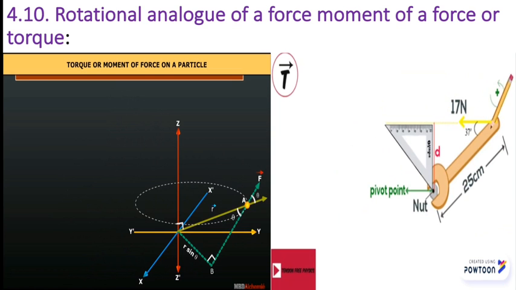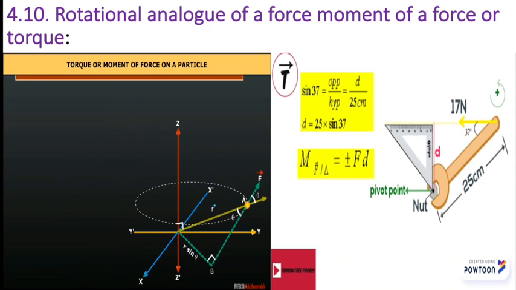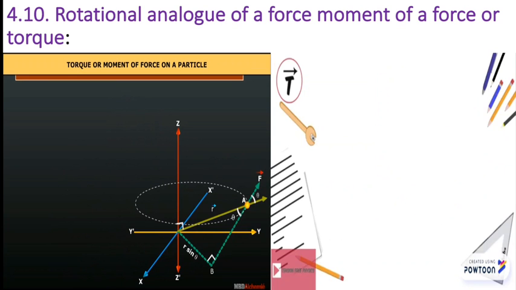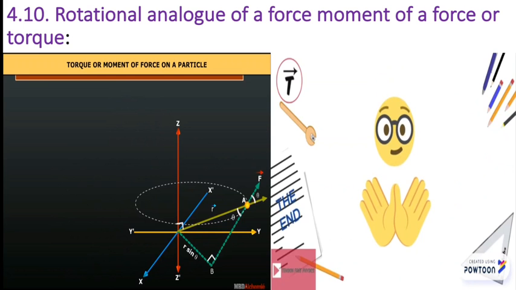Consider this triangle. In this triangle, sine 37 equals opposite over the hypotenuse equals d over 25. So d is equal to 25 times sine 37. Inserting the values of d and F in the equation of moment, we get that the moment equals 2.55 Newton times meters. And this is everything for now.